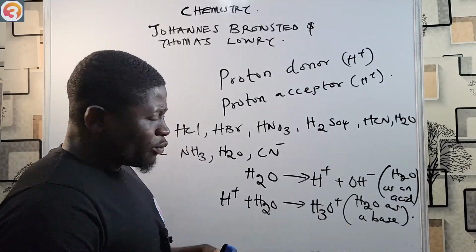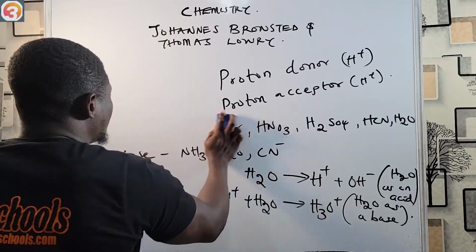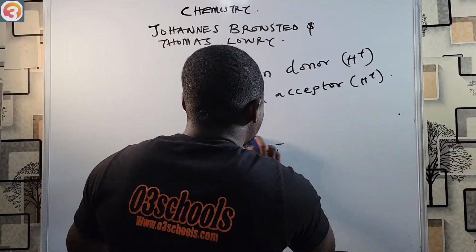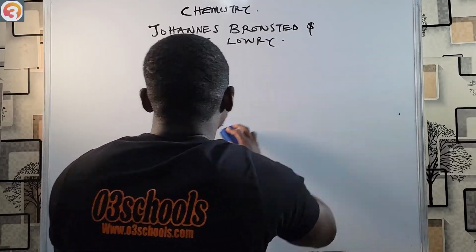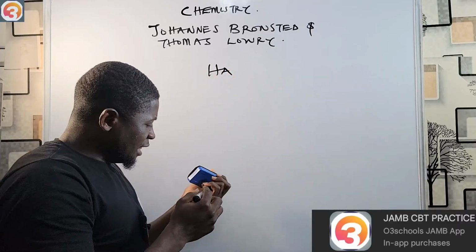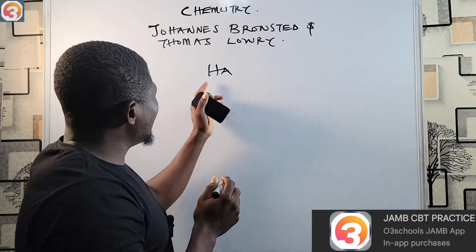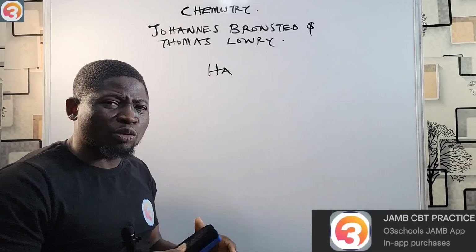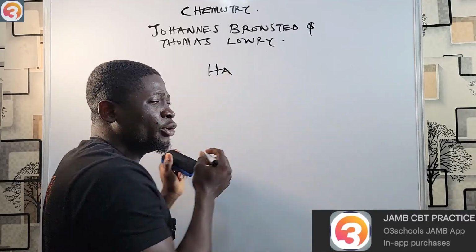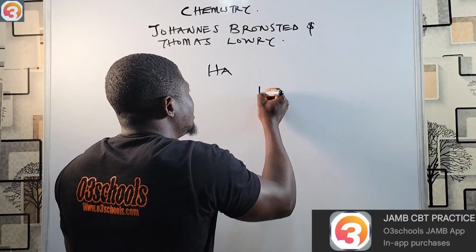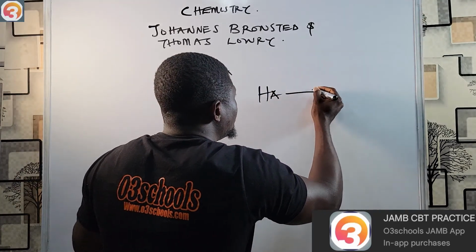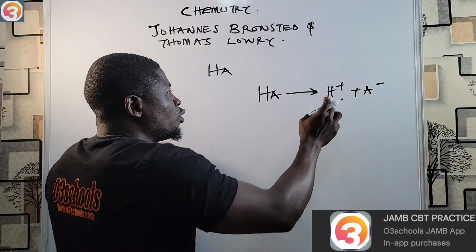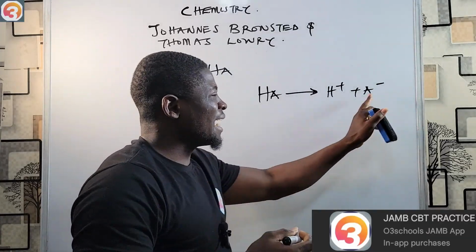Now, what else do we need to know? When an acid, for example HA, donates a proton, it donates only one proton. So you can see the acid here is HA. Once it donates a proton, what will be left is the anionic part. So HA donating a proton gives us H+ plus A minus. Since the proton has been donated, what is left is this anionic part.